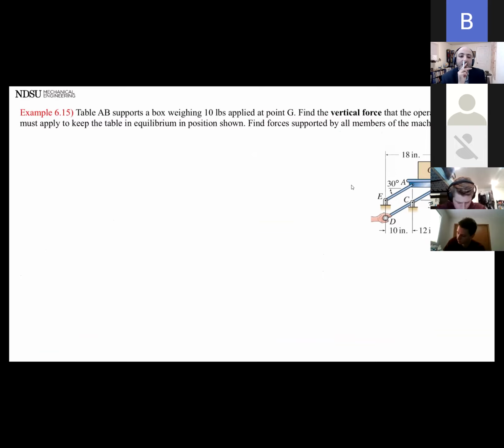Table AB supports a box that weighs this much. Apply at point G, find a vertical force that the operator must apply to keep the table in equilibrium in the position shown. Find forces supported by all members of this machine. Okay, I was going to ask you, what is this? Is it a frame? Is it a machine? Is it a truss? It kind of gives it away. It's a machine. The reason for it is why? Why is it a machine?